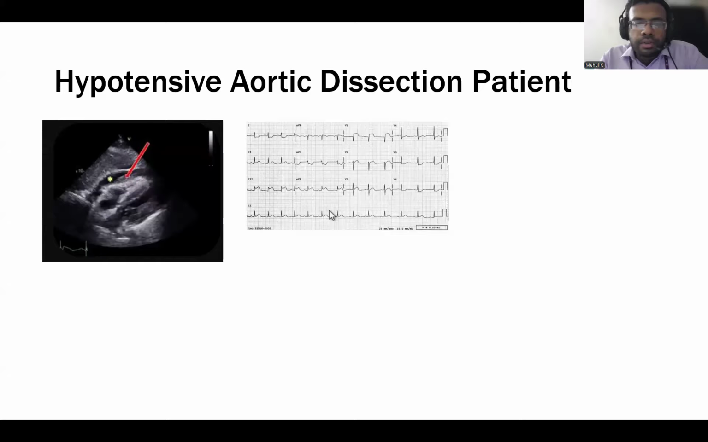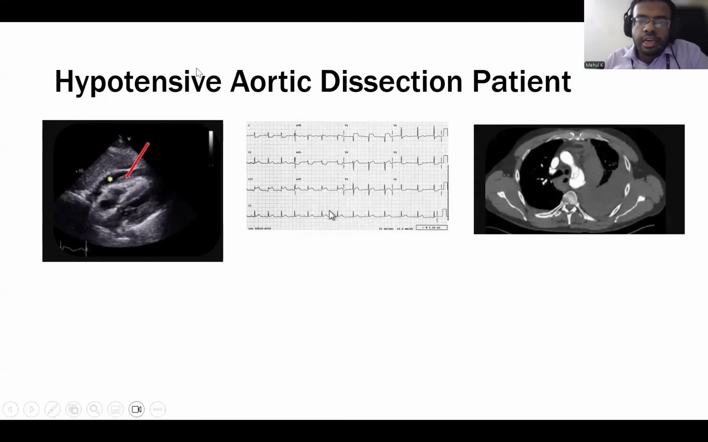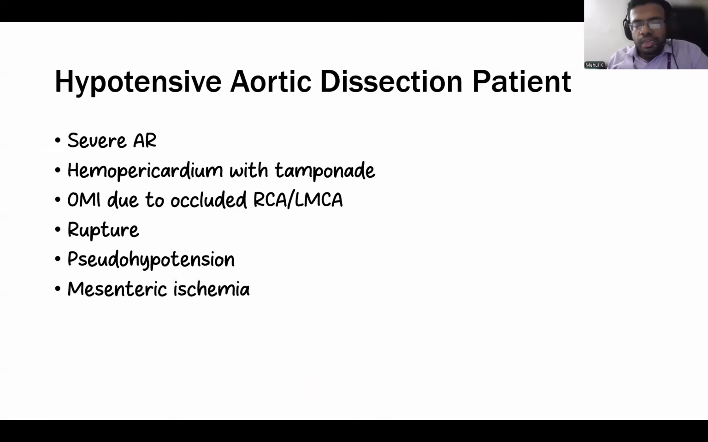Number two is what you already discussed, which is an occlusion MI, most commonly in the RCA, that is leading to shock. Number three is rupture. So you can see a rupture into the left pleural cavity here. Again, very bad. And number four is you can have bowel ischemia leading to sepsis and septic shock. So these are some of the differential diagnoses that you have to be aware of in an aortic dissection patient coming with shock.